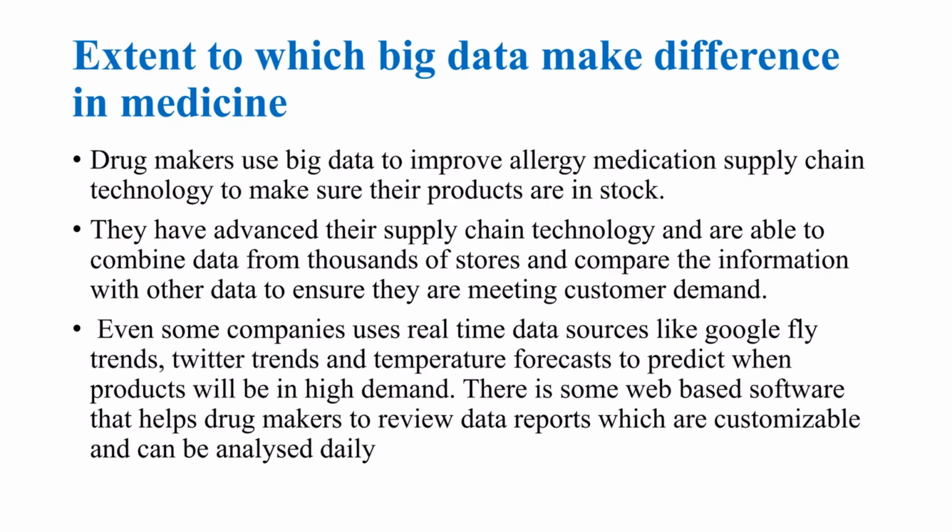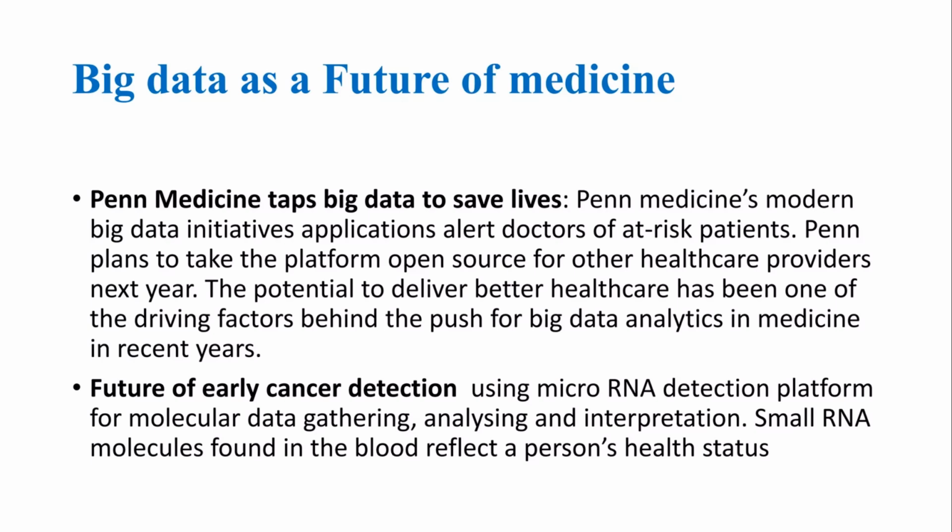The extent to which big data makes a difference in medicine. Drug makers use big data to improve allergy medication and supply chain technologies to make sure their products are in stock. They have advanced in their supply chain technology and are able to combine data from thousands of stores and combine the information with other data to ensure they are meeting customer demand. Some companies use real-time data sources like Google Flu Trends, Twitter trends, and temperature forecasts to predict when a product will be in high demand. There is some web-based software that helps drug makers review data reports which are customizable and can be analyzed daily. Big data is the future of medicine.